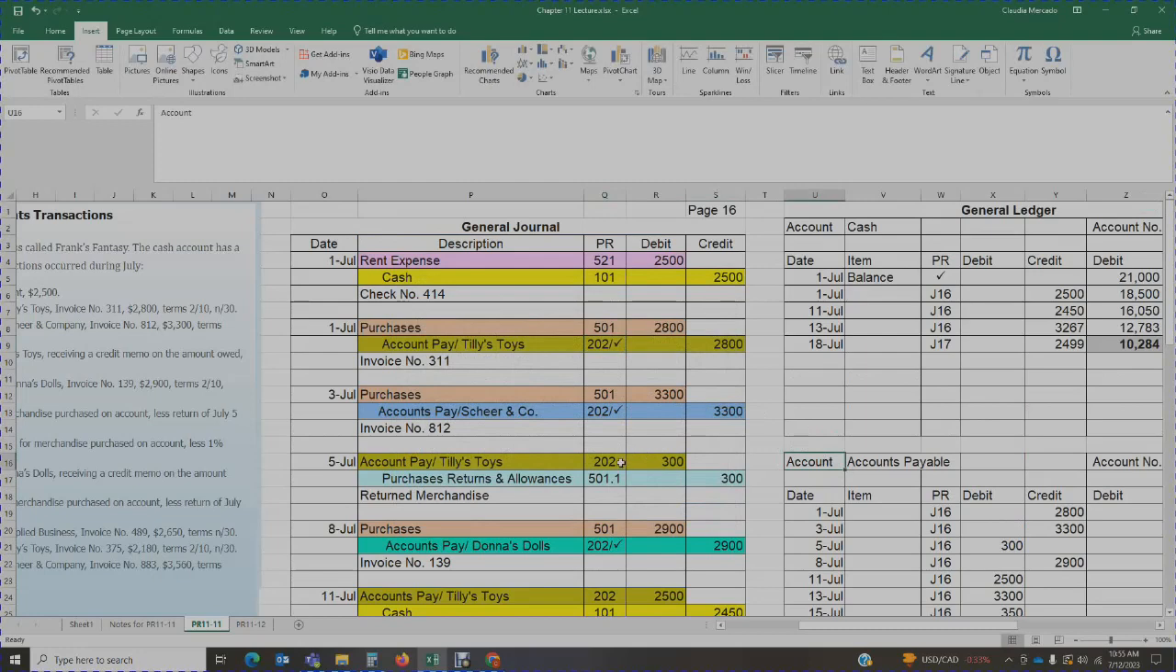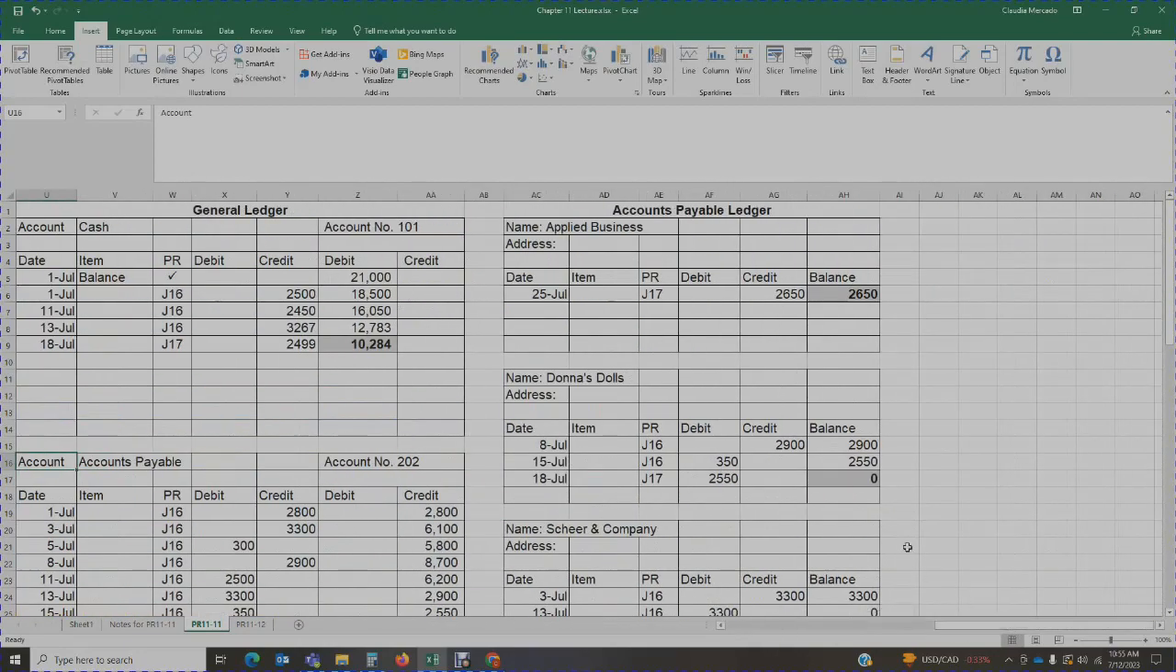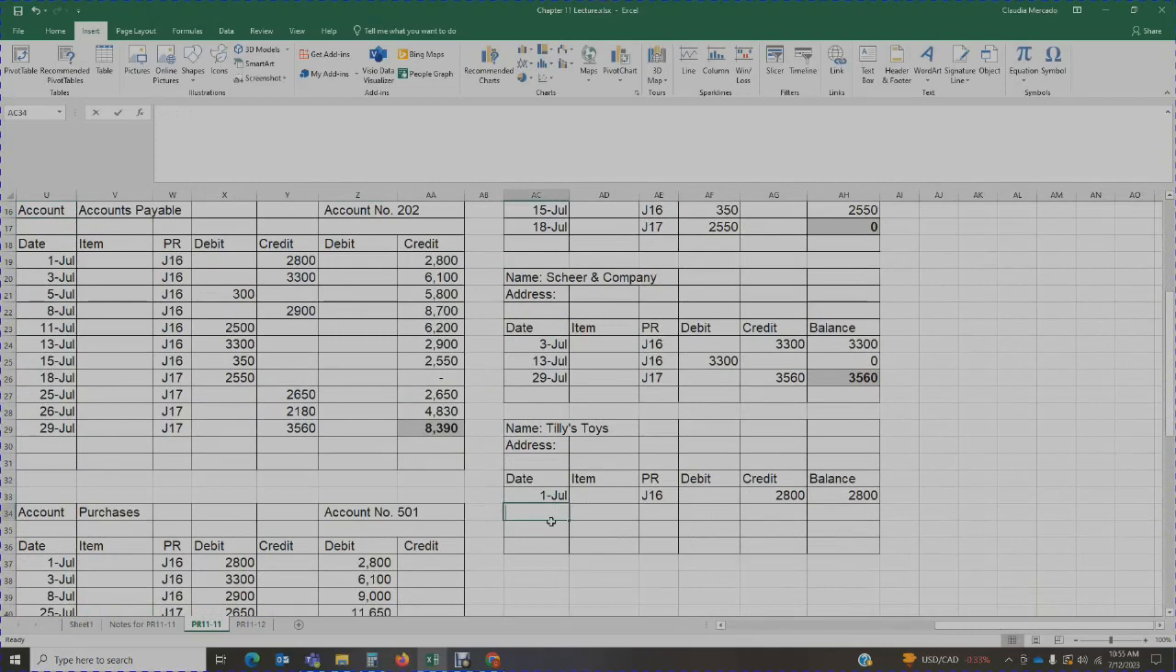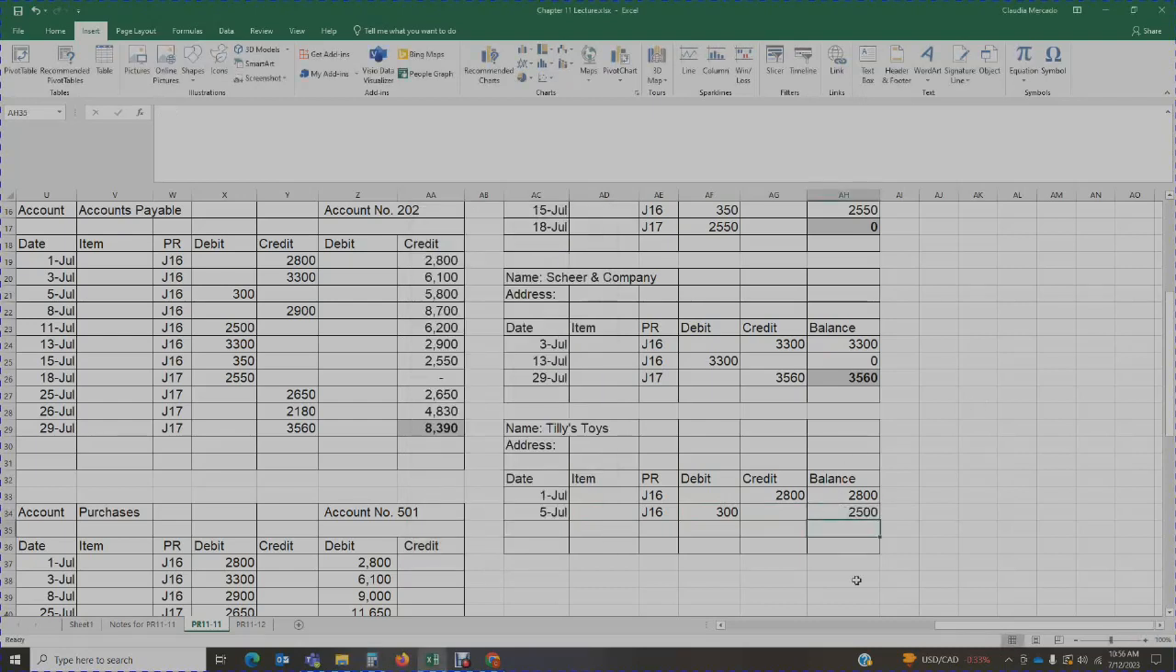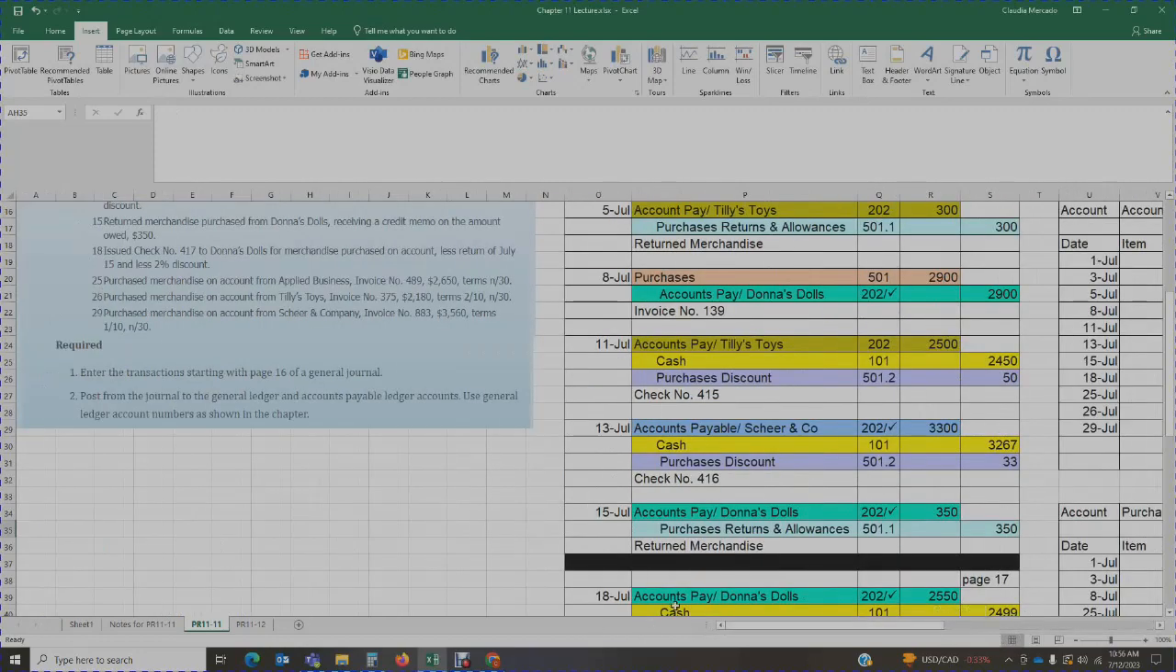Okay. Next, I've got a debit of $300 on the 5th. So as you see, I just locate the information and then just transfer it over. Now this is a debit entry for $300. So it's going to be the $2,800 minus the $300. That's going to give me $2,500 balance. Okay. I go back to my journal and I update it.